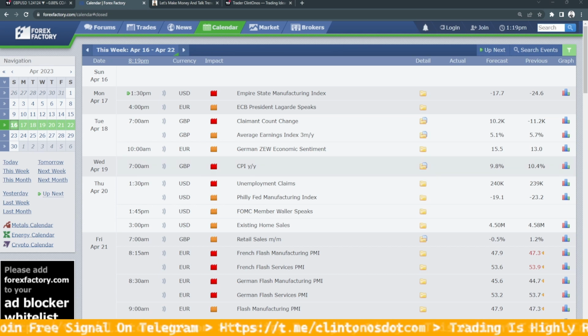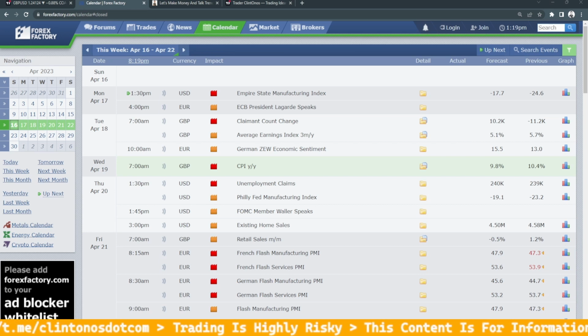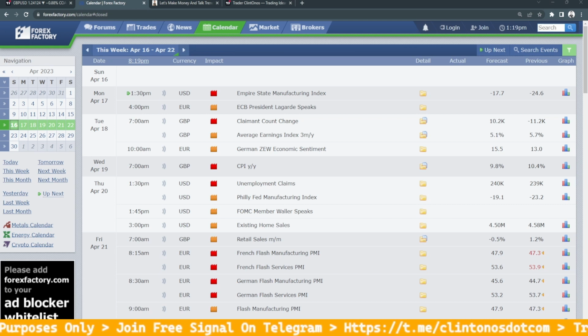for the pound, liquidity in the market on Wednesday 19 April 2023, and the market is expecting 9.8%. That is a reduction from the previous 10.4 number. So if we see a reduction, then we can look at a bullish outlook for the pound. But for now, we cannot make any projection until we have the figures. All right, guys. And on Thursday, unemployment claims and so on and so forth.